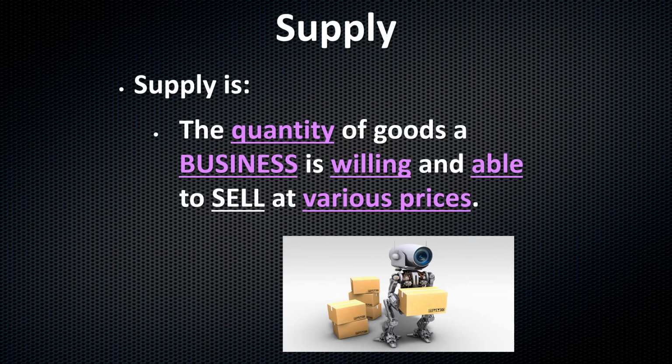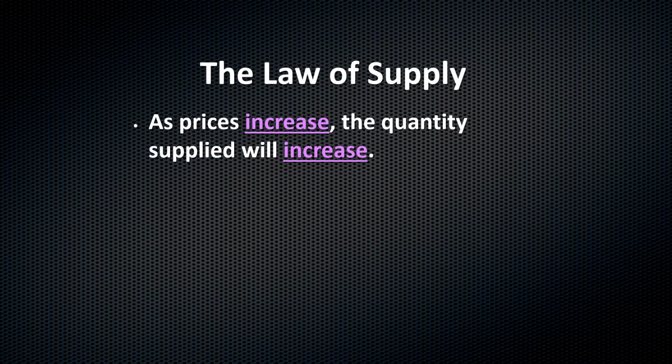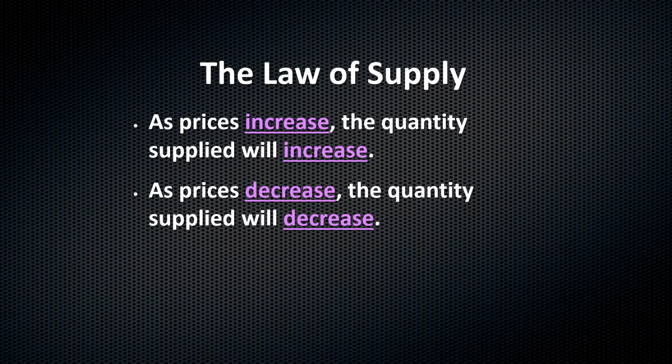Supply: the quantity of goods a business is willing and able to sell at various prices. The law of supply. You're going to see a bit of a difference. As prices increase, the quantity supplied will increase. As prices decrease, the quantity supplied will decrease.